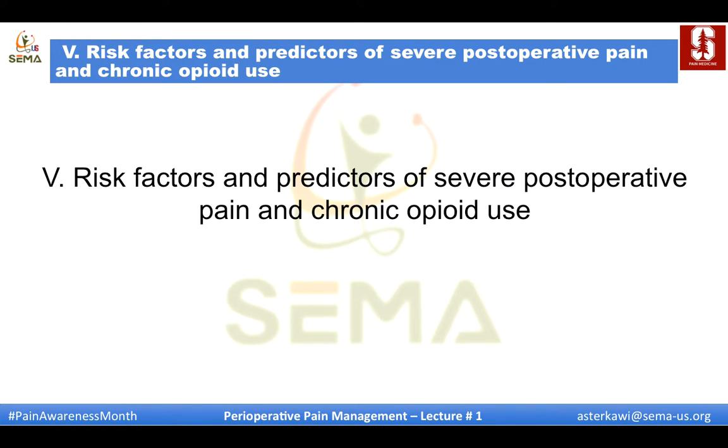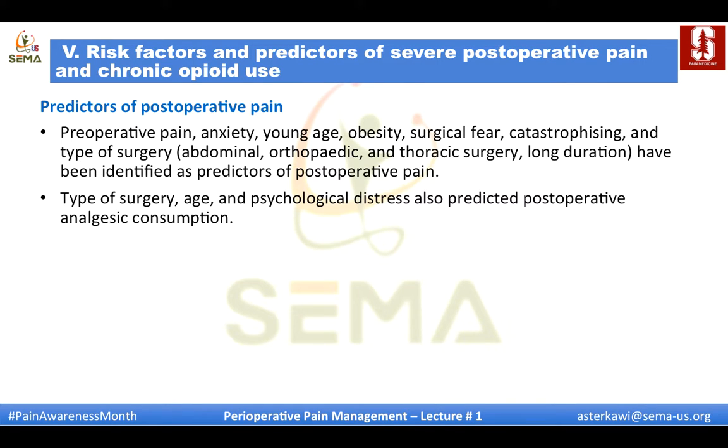Let's shift gears now and talk about risk factors and predictors of severe postoperative pain and chronic opioid use. Predictors of postoperative pain usually include existing preoperative pain and anxiety, young patient, obesity, surgical fear, catastrophizing, and type of surgery. We know big abdominal surgery, major orthopedic surgery, and thoracic surgery will definitely be more painful than, for example, a lap epi. So the type of surgery, the age of the patient, and the psychological distress are all predictors of postoperative pain and analgesic consumption that we should consider when making a plan for pain management.